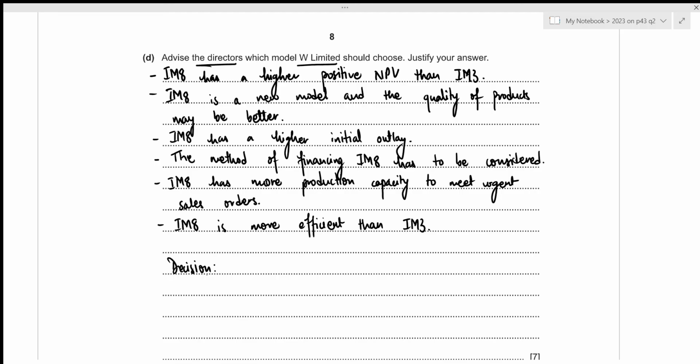Okay, now based on these factors, we need to make a final decision. And remember that the most important factor in this case is IM3 is an old model that has been previously used by the company, but IM8 is a newer version which has not yet been used by the company. So by going with option 1, the company will not have to incur any other staff training costs, but for IM8, the staff might require training again. And due to that particular reason, I will advise the directors to choose IM3.